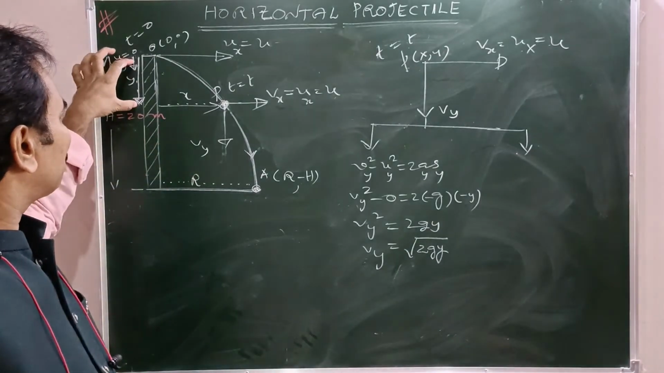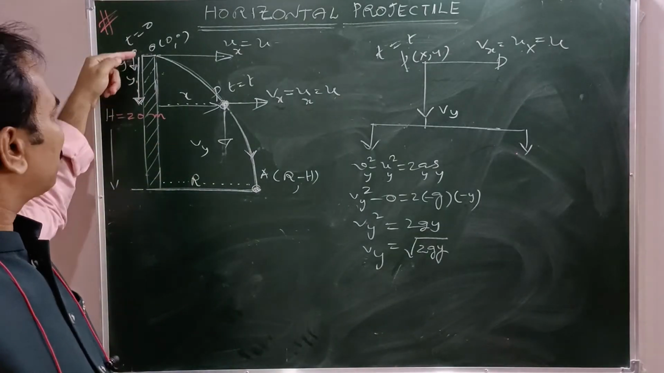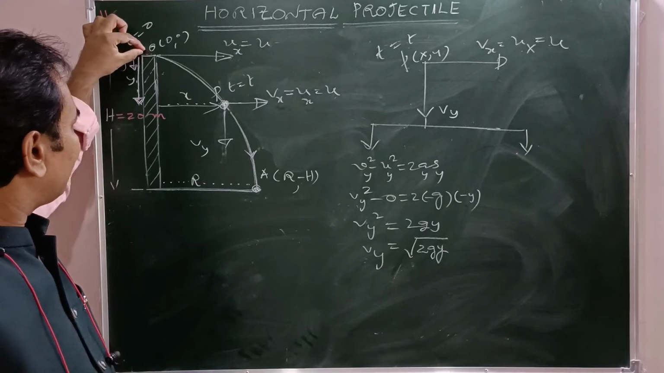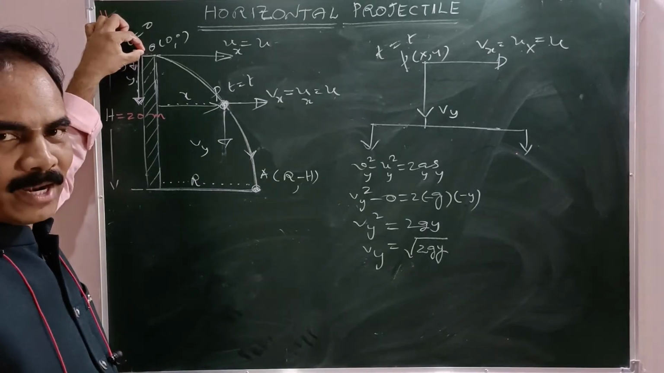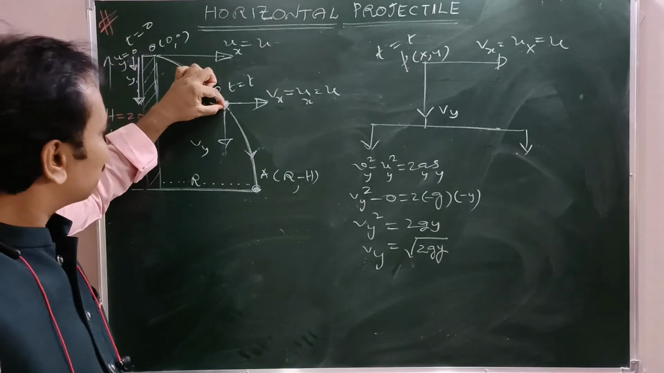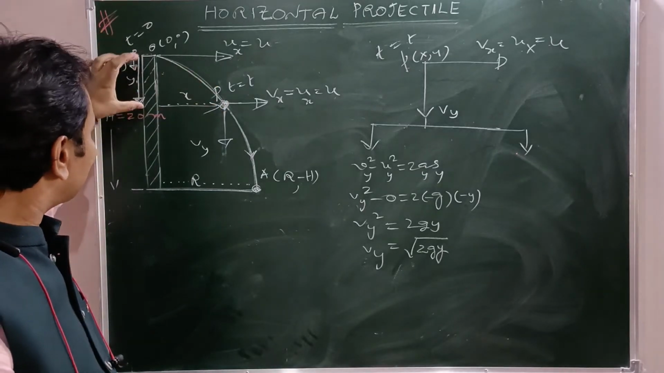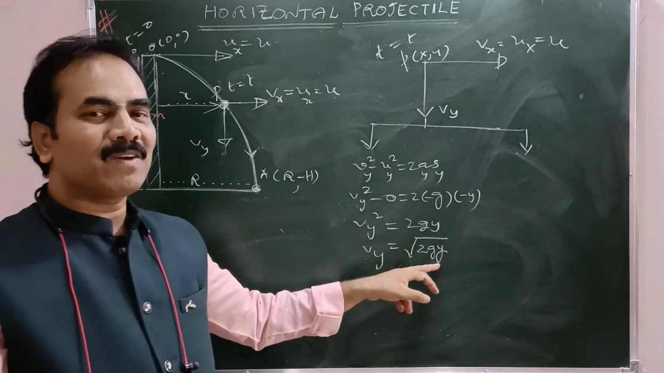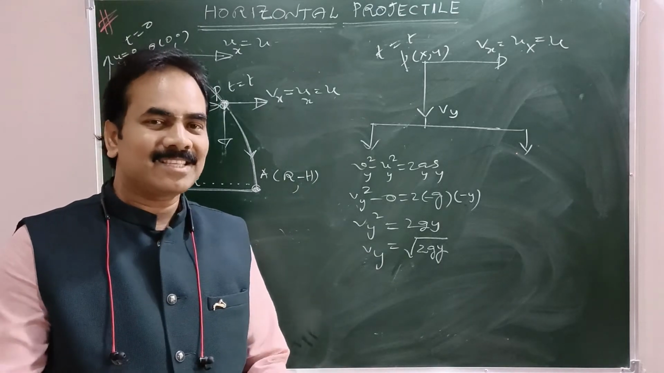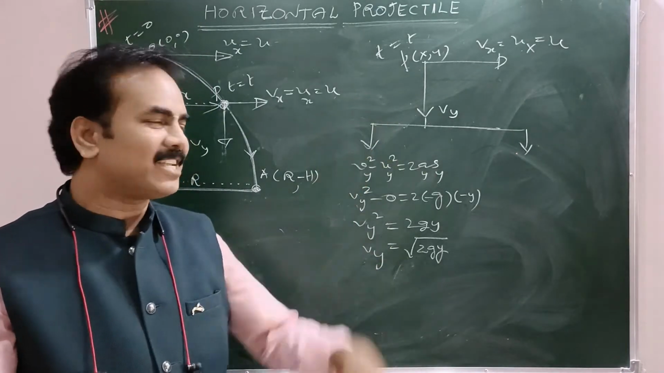The y coordinate means the distance through which it descends. See, this is the initial level of the body. After time t it reaches this position, which means it has to descend this much distance. So y means the vertical displacement covered. Otherwise, this is the vertical distance through which the body descends.